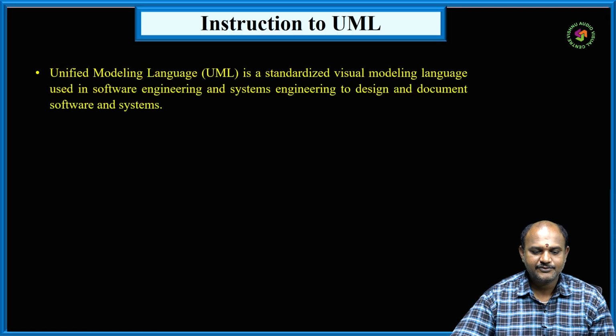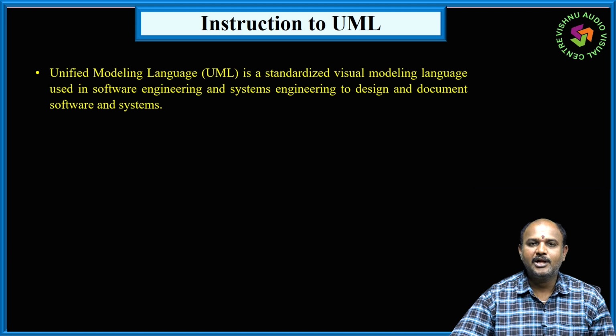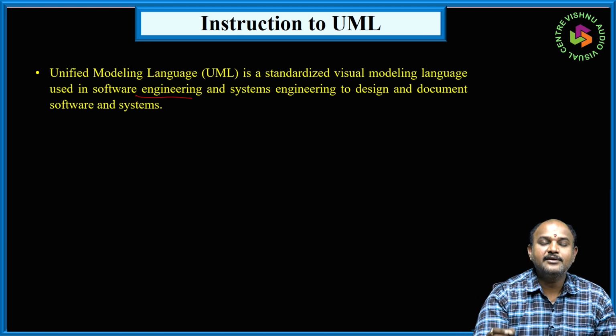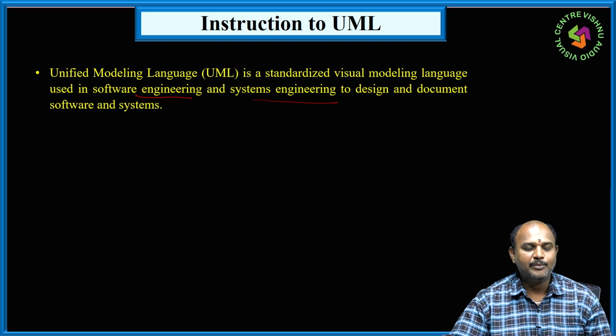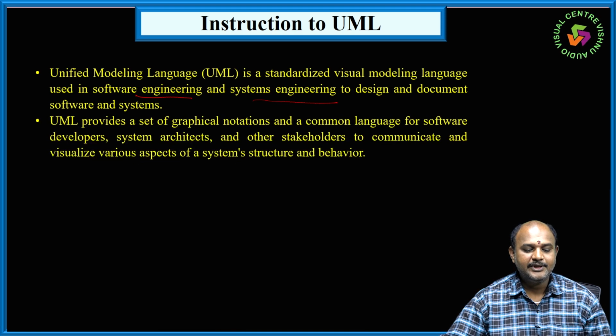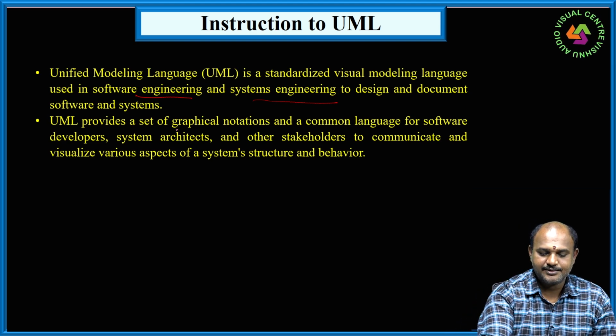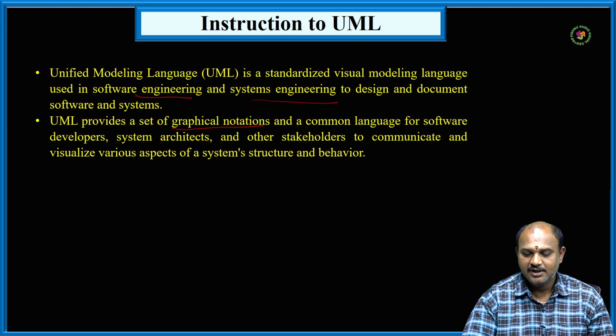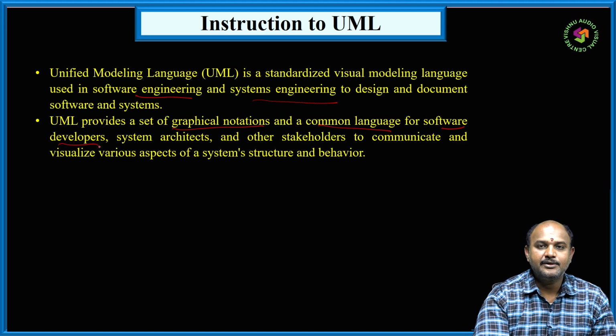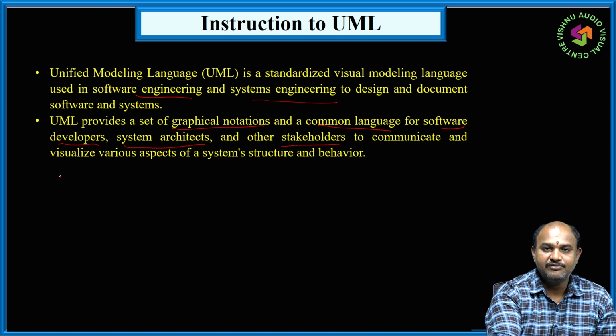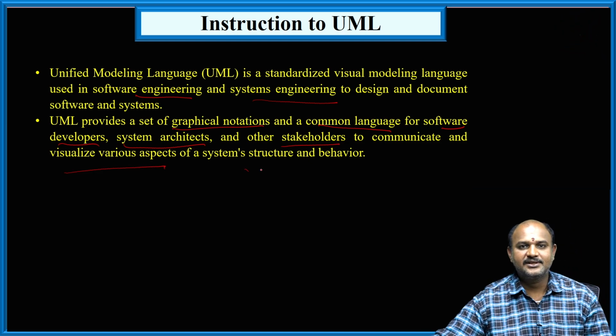Now the introduction. First, what is UML? UML is a pictorial representation from the start to the end of the module development of the project. The standard Unified Modeling Language is used in software designing and system engineering to design and document software systems. Here UML is a graphical notation, a common language for software development, and for system architecture and stakeholders to communicate the various visual aspects of the system, its structure and behavior.